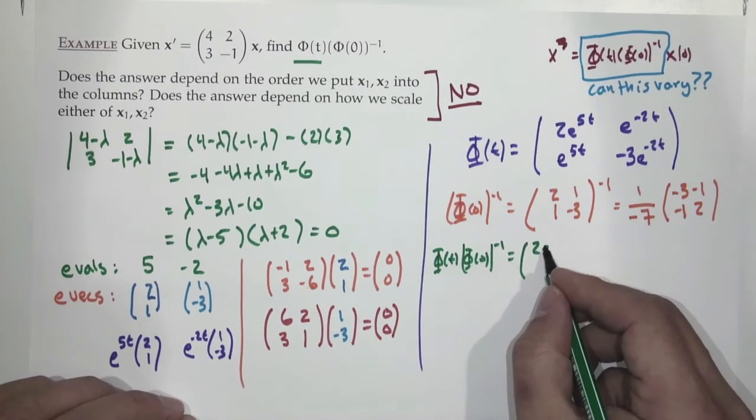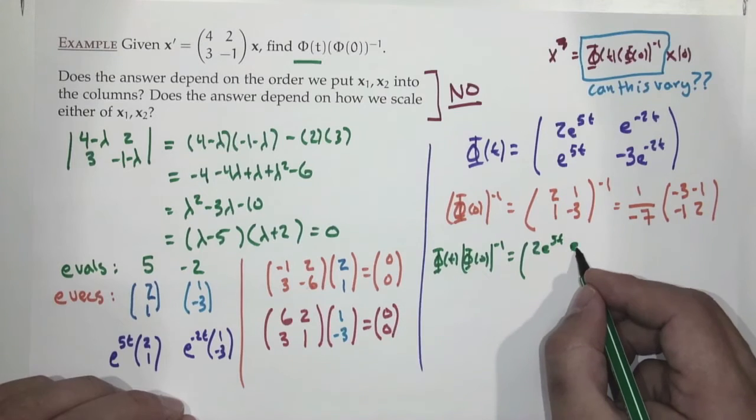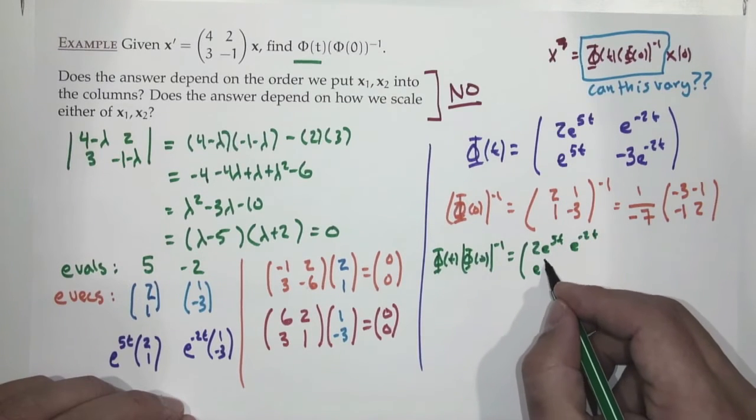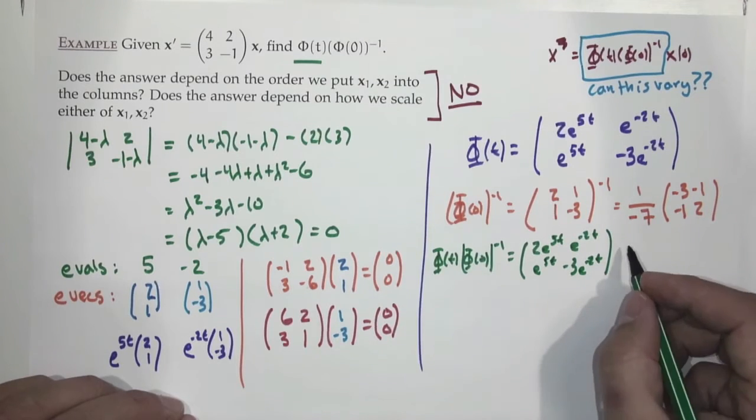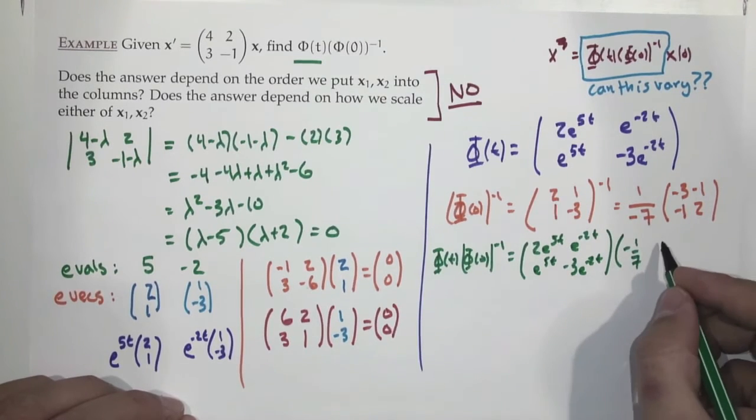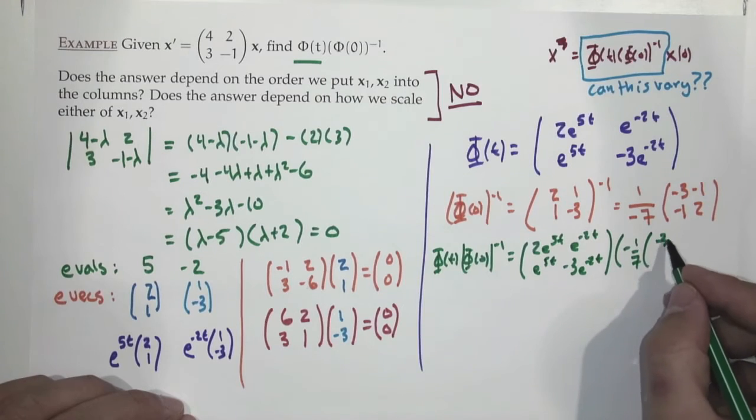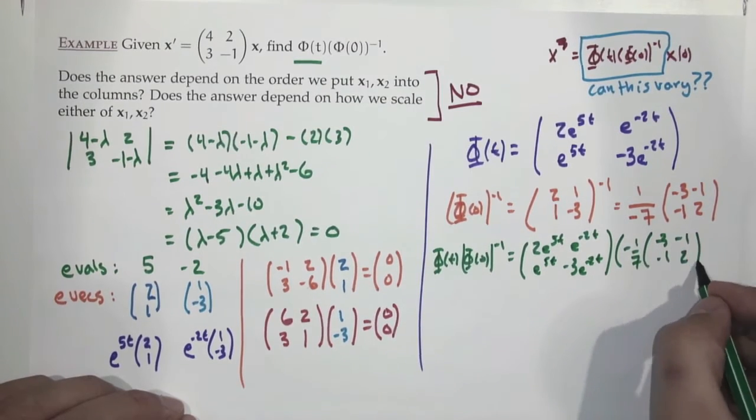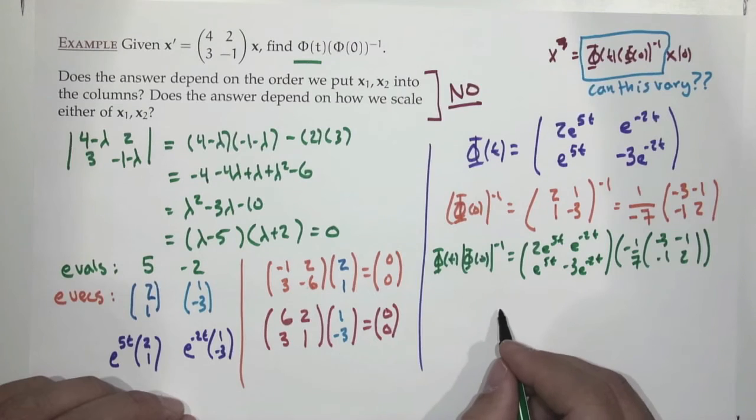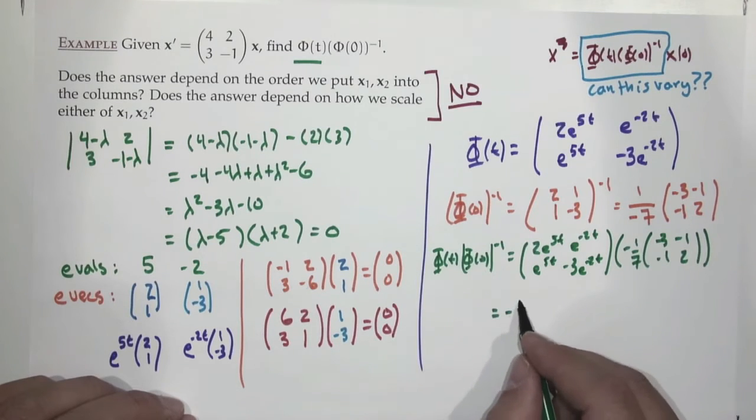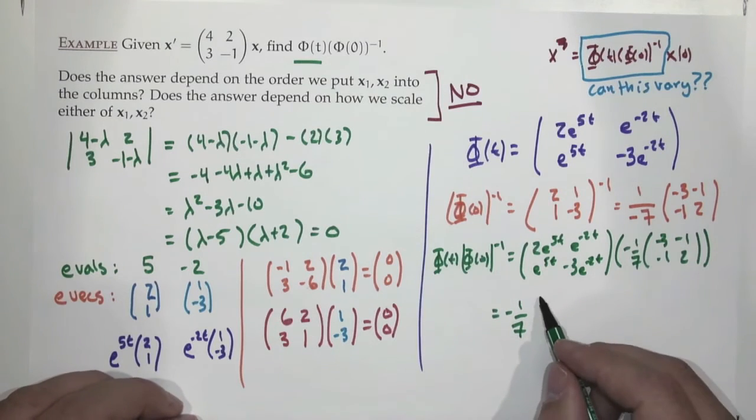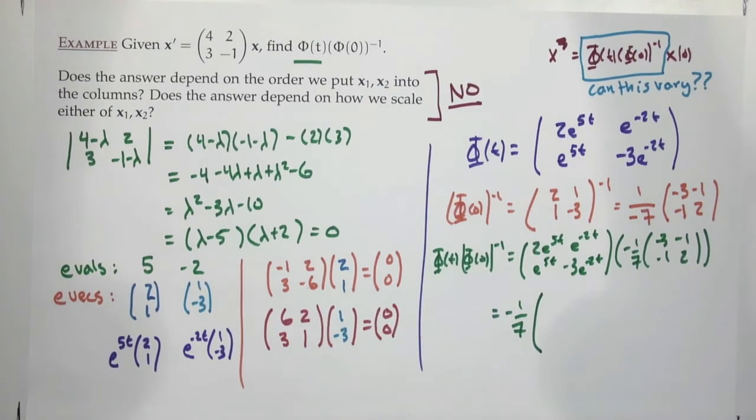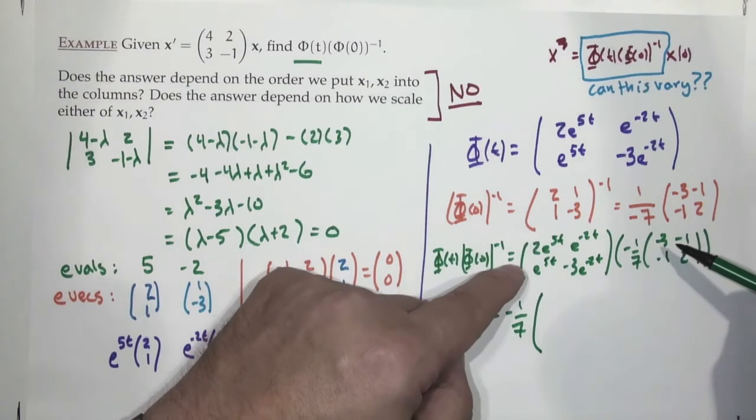So it's 2e to the 5t, e to the minus 2t, e to the 5t, minus 3e to the minus 2t, times negative 1/7, 3, negative 1, negative 1, 2. Now the negative 1/7, you can go ahead and put that in the front, because a constant can just be pulled through the computation. All right, so we just carry this out.